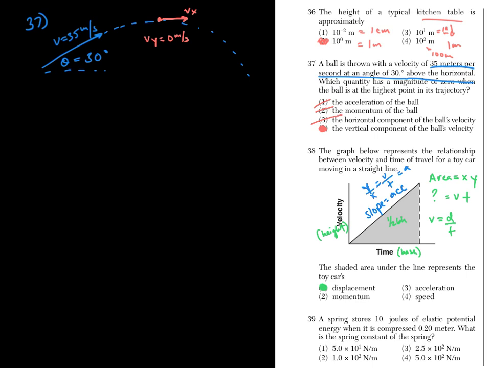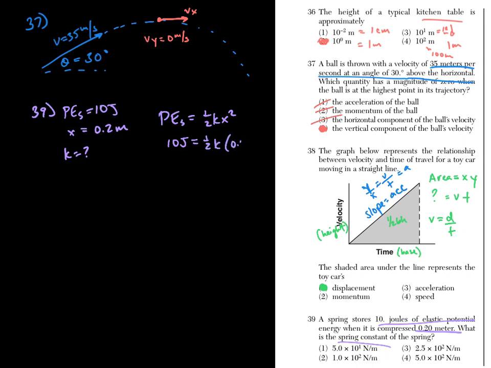All right, number 39. This one's pretty straightforward. A spring stores 10 joules of elastic potential energy when it is compressed 0.2 meters. What is the spring constant? K is our unknown, and all you need is this equation. 10 equals 1/2 K times 0.2 squared. K is equal to 500 newtons per meter. And that is choice 4 as your answer.